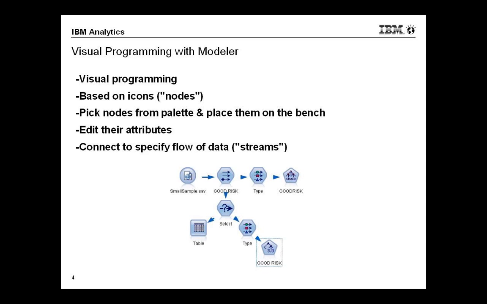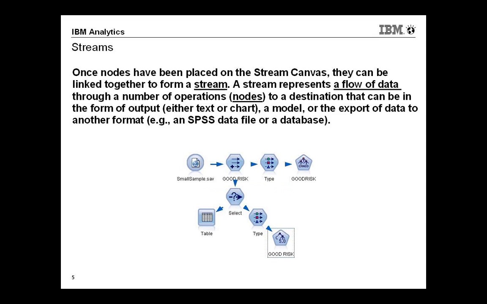So the streams that you build, once you take these nodes and put them on the canvas, you link them up together, and then this is that flow of data through these operations or nodes to an output destination, which can be a text, a chart, a model, or an export to another format. It can be put back into a database, into Cognos BI for visualization. You can push it out into Hadoop, whatever you name it.